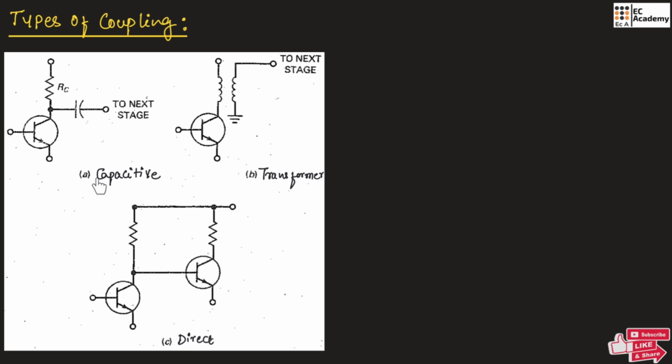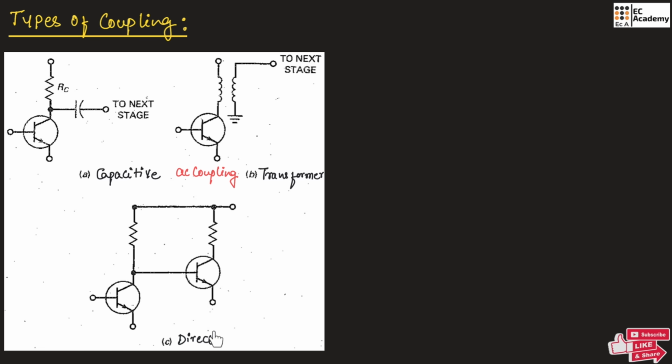Figure A shows the capacitive coupling. Here, the capacitor transmits the amplified AC voltage to next stage. In transformer coupling, the AC voltage is coupled through transformer to the next stage. Here, capacitive coupling and transformer coupling are examples of AC coupling because both capacitor and transformer will allow only AC signal and it will block DC signal.